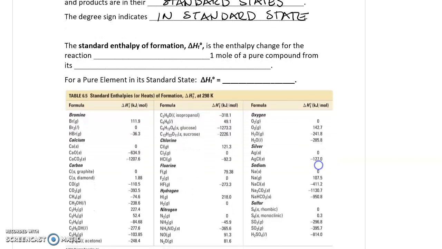Now, the standard enthalpy of formation is the enthalpy change for the reaction forming 1 mole of a pure compound from its constituent elements. We're going to describe that further in an example, but it's useful to know that for a pure element in its standard state, our delta H is going to be 0.